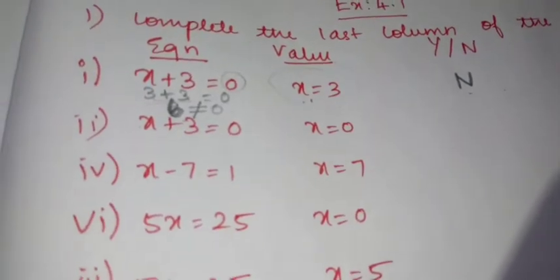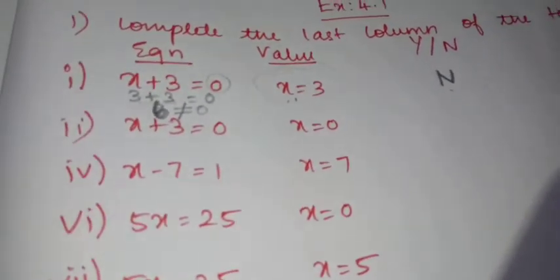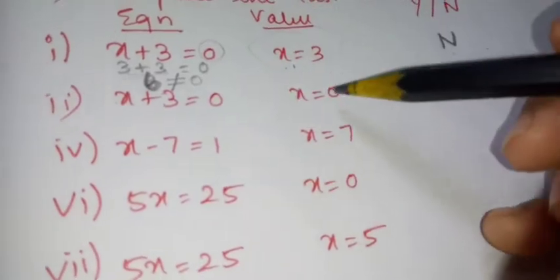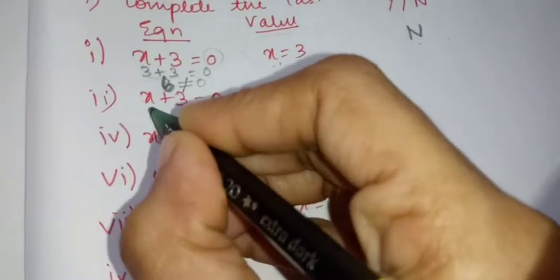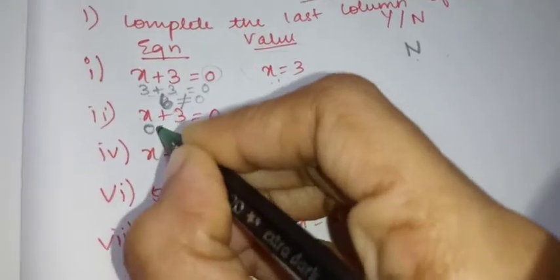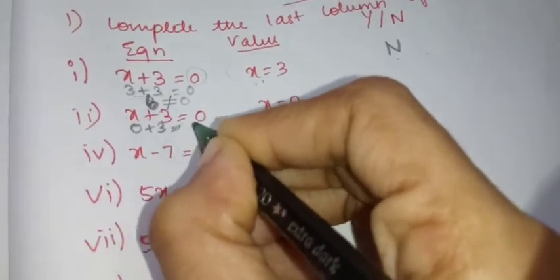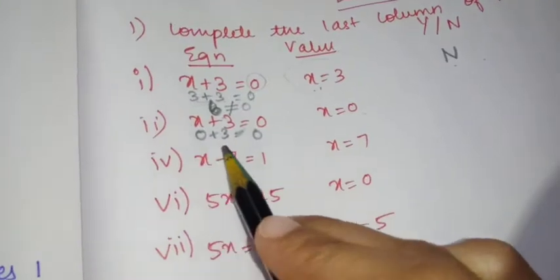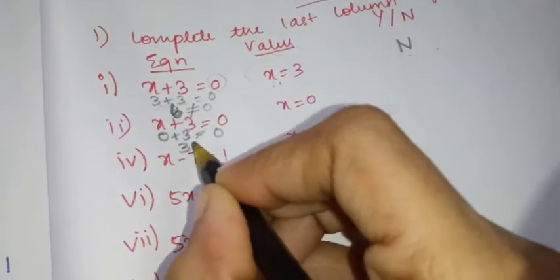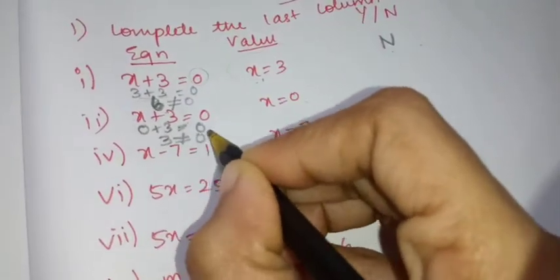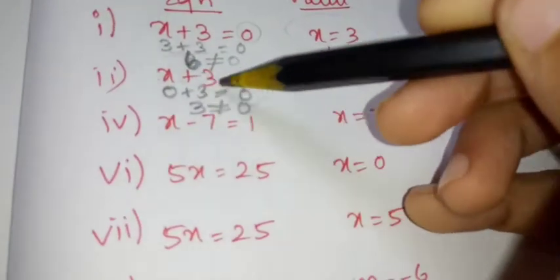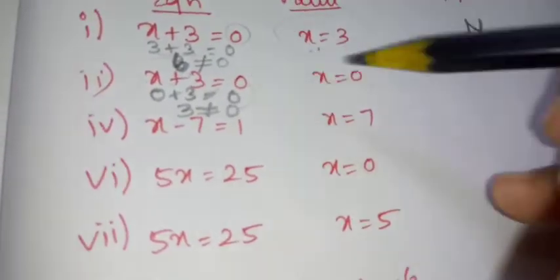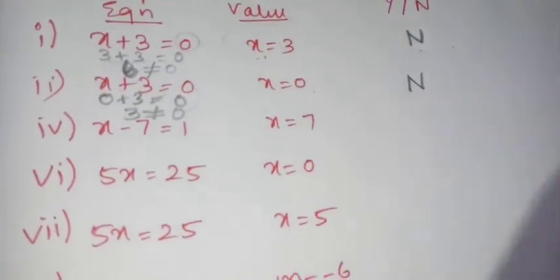Okay, next, second subdivision, x plus 3 is equal to 0. We are going to substitute x is equal to 0 in this equation. X is 0 means 0 plus 3, this equal to this 0. 0 plus 3 is 3, which is not equal to this 0. So 0 plus 3 is not equal to 0. So this is not satisfied.